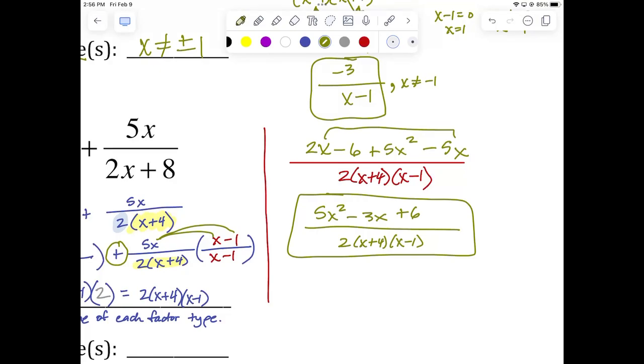If you're going to expand the bottom out, I would FOIL the x plus 4 and the x minus 1 and then distribute the 2. I will tell you that we like it factored. If there's an option of leaving it expanded versus factored, we like to have it factored.